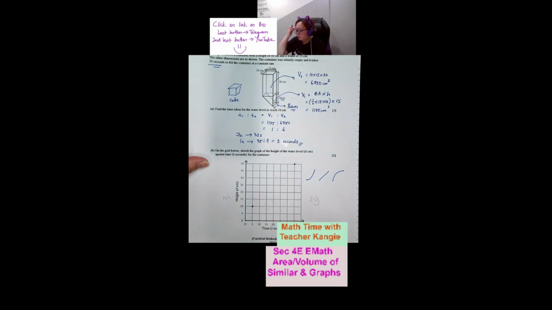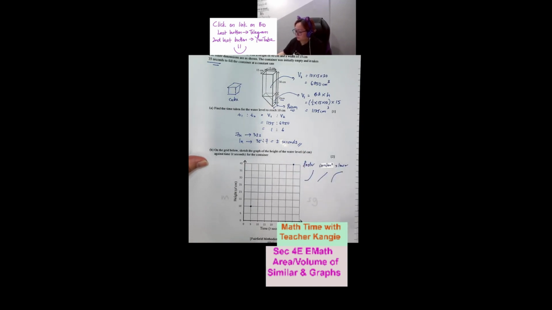Okay, so it becomes slower. So in this case, slower is this one. This one is slower, this one is constant, and then this one is faster. So it will be this shape. So from here to here, you need to draw the shape. Make sure you show the curve, the curve part. So I will do like that.